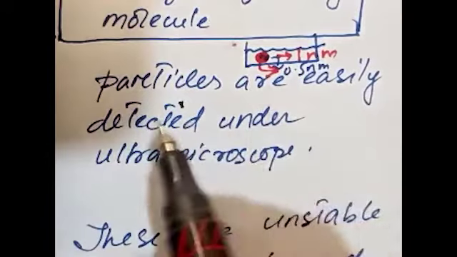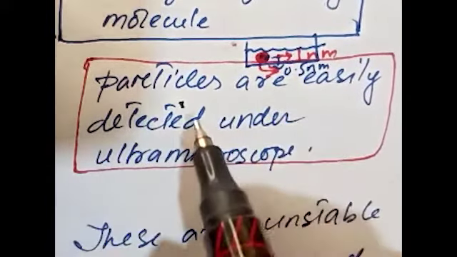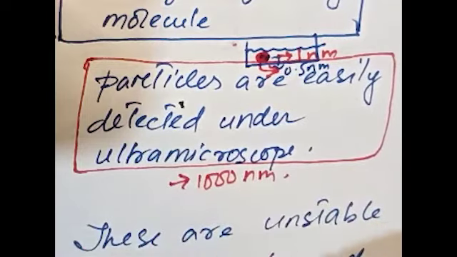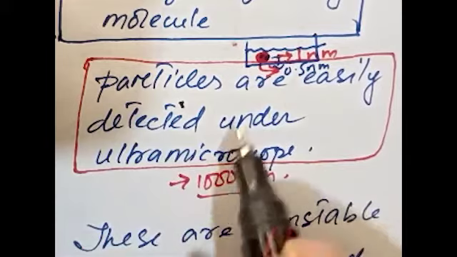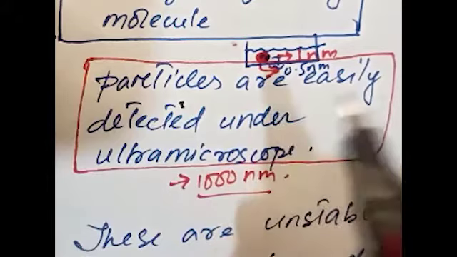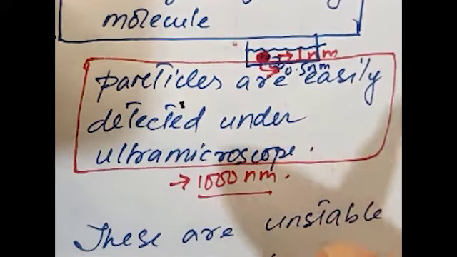Particles are easily detected under an ultra microscope because they are on the higher end. They are towards 1000 nanometer. Here thousands and thousands of particles actually combine to give one particle of lyophobic colloids. They are towards the higher end in terms of size. That's why they are visible. Otherwise, they cannot be visible, even if they are colloids.